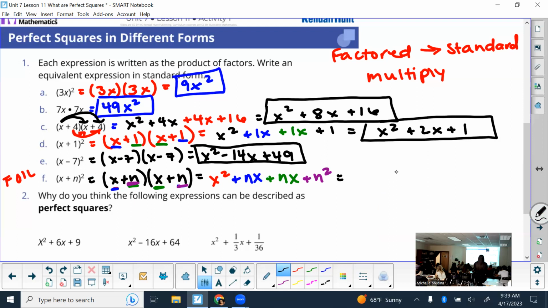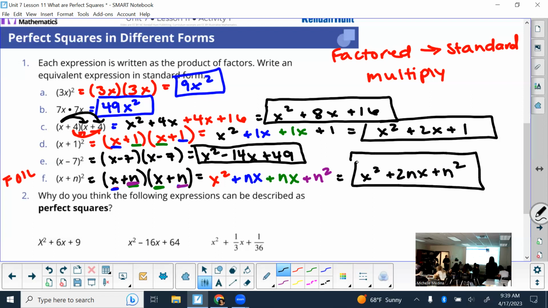2x. Okay. So remember, listen real quick, you're kind of mumbling a lot. When you combine like terms, you don't change the variable at all. You're just adding the coefficients. So both of these coefficients are 1. So 1nx plus 1nx is 2nx.